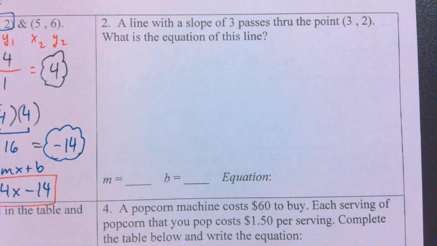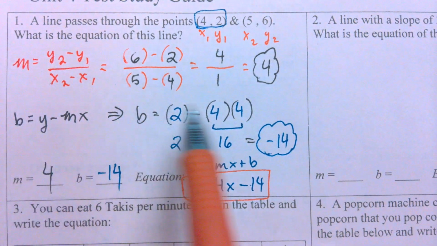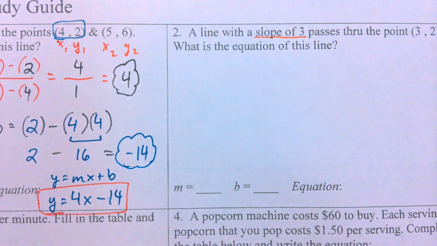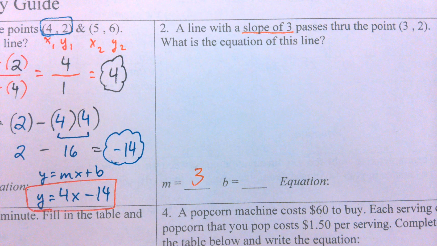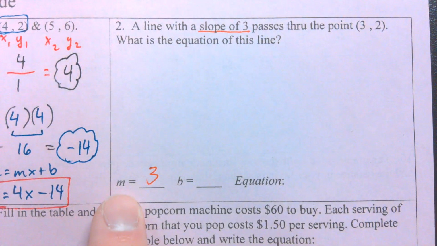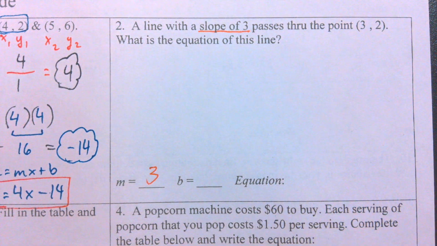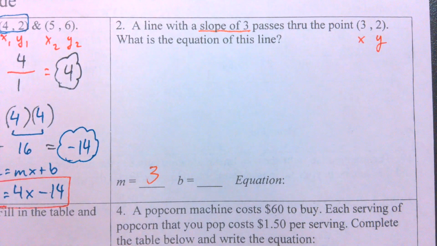Number 2, this is method 2 from our notes, a slope and a point on the line. We basically do the same thing we did in number 1 without all this slope formula work because it says a line with a slope of 3. So what is my m going to be equal to here? 3. That's nice and simple. m is 3. What's my x going to be here between 3 and 2? 3 is my x, which means 2 must be my y.